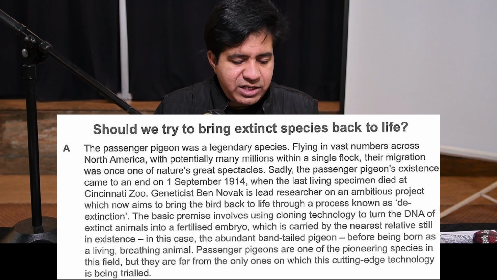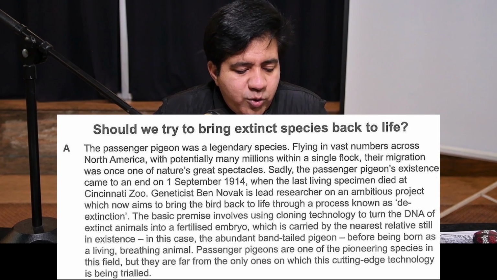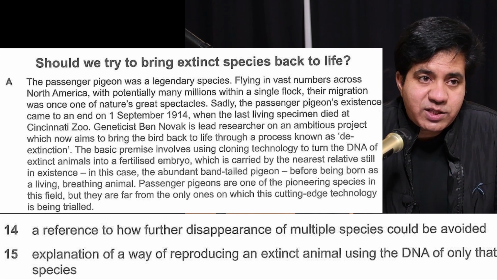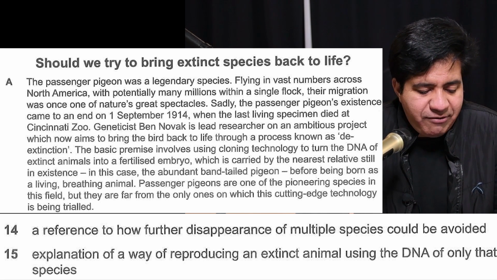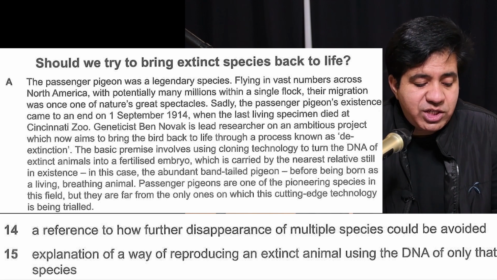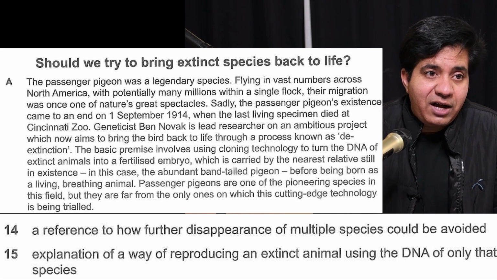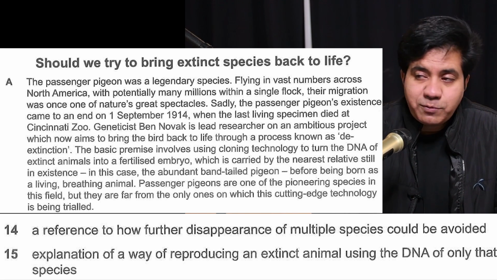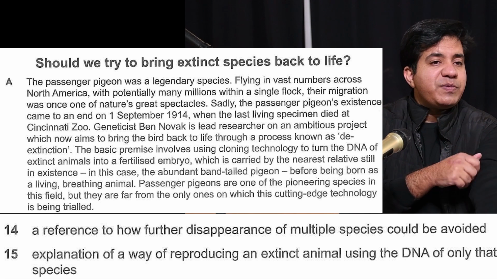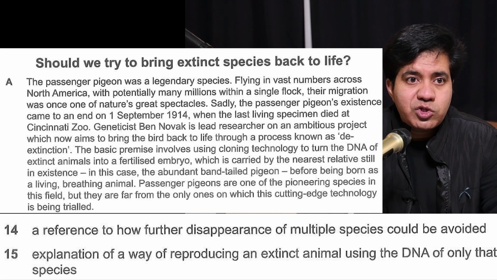Page number 42. Questions 14 to 17. Reading passage 2 has 6 paragraphs, A to F. Which paragraph contains the following information? Now, how many questions? 4. And how many paragraphs? 6. So, it means 2 paragraphs are empty. You can use the same technique as we used before, but it's a good idea to consider other questions also.